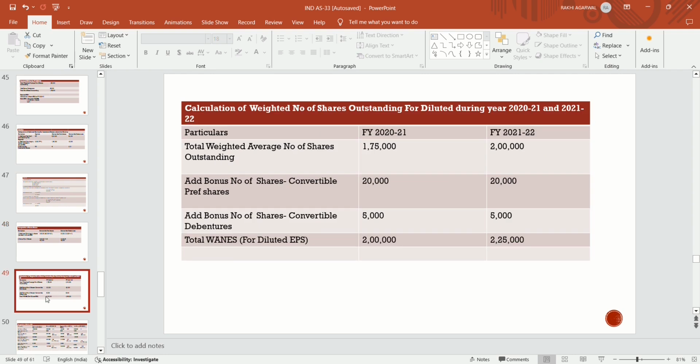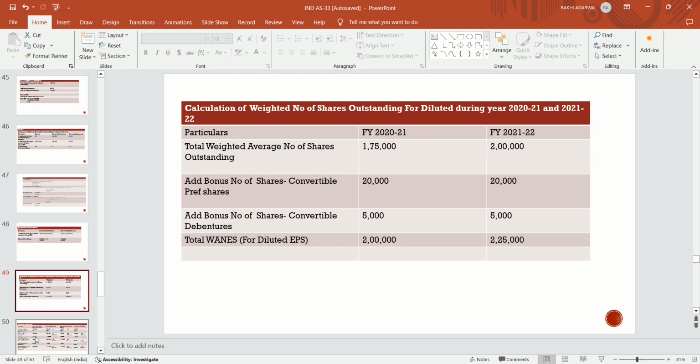Because we are restating the diluted EPS, we have to calculate the restatement also for the total weighted average number of shares. For the financial year 2021, that is 1,75,000 plus 20,000 plus 5,000, it becomes 2 lakh. And for the financial year 21-22, it becomes 2 lakh plus 20,000 plus 5,000, it becomes 2 lakh 25,000. Weighted average number of shares outstanding for dilution purpose.